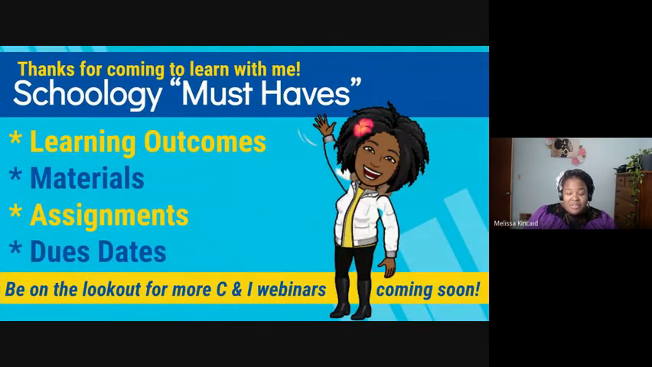So just to debrief, these are our four Schoology must-haves: our learning outcomes, to make sure that the students and families understand what we're learning, what our key learnings are for the time; the materials that the students need to be successful on the assignments that we're giving them; and also the due dates so that they are able to prioritize.